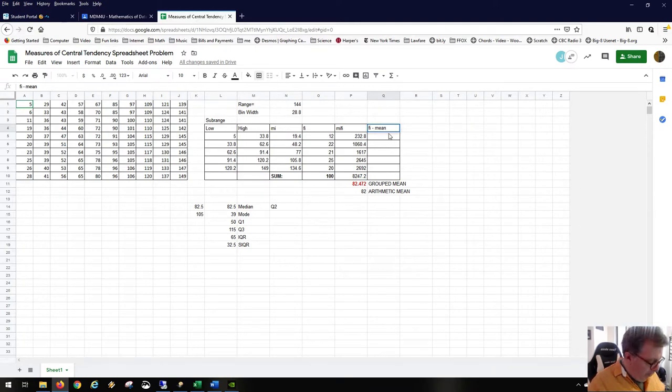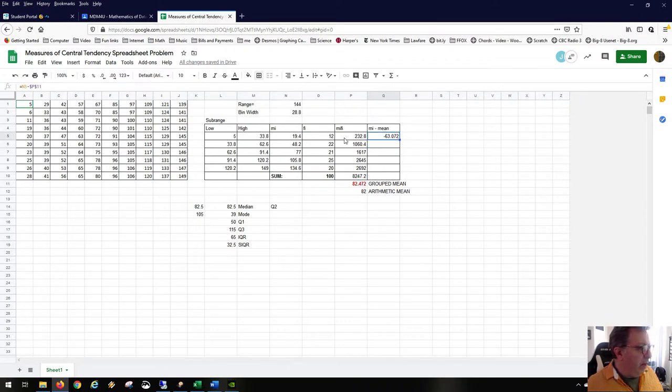So the ith midpoint, subtract the mean. Here we're saying that if the midpoint is above the mean, then that deviation will be positive. If it's below the mean, then it'll be negative. So that's the midpoint subtract the group mean, and I'm going to make that into a fixed interval.